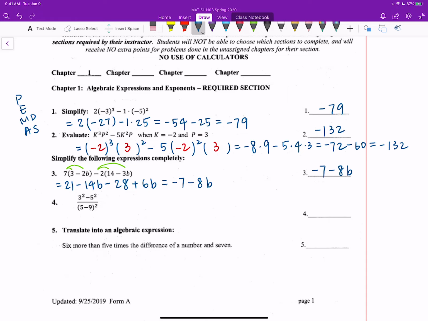Number 4. For number 4, we don't have variables, we only have numbers. So you simply follow the order of operations.